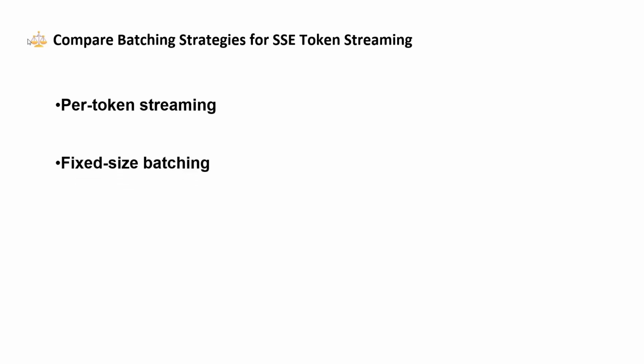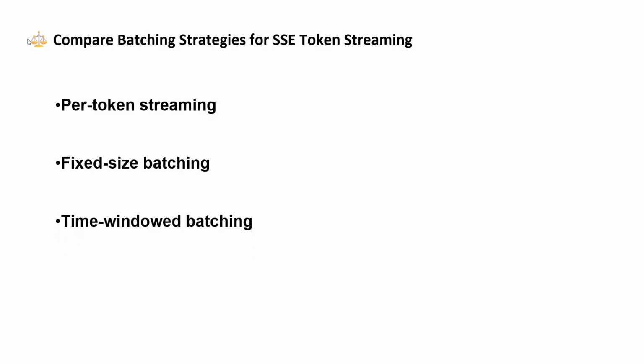सेकेंड हमारा आता है फिक्स्ड साइज बैचिंग। सो इट बेसिकली ग्रुप्स अ फिक्स्ड नंबर ऑफ टोकन्स, फॉर एग्जाम्पल लाइक 5 tokens or 50 tokens before sending. Then this actually reduces network calls and improves throughput. ऑल्सो इसमें थोड़ा सा डिले इंट्रोड्यूस किया जाता है बिफोर फर्स्ट विजिबल आउटपुट. इट कैन फील चॉपी इफ द बैच साइज इज नॉट ट्यून्ड वेल.